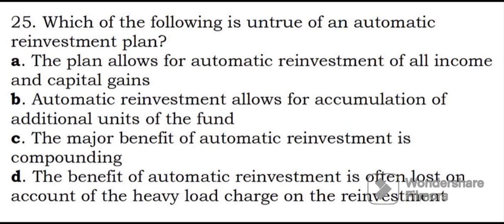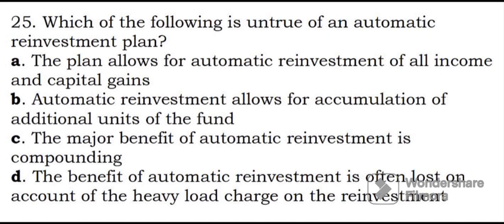Question 25. Which of the following is untrue of an automatic reinvestment plan? Option A. The plan allows for automatic reinvestment of all income and capital gain. B. Automatic reinvestment allows for accumulation of additional unit of the fund. Option C. Major benefit of automatic reinvestment is compounding. D. The benefit of automatic reinvestment is often lost on account of the heavy load charges on reinvestment.